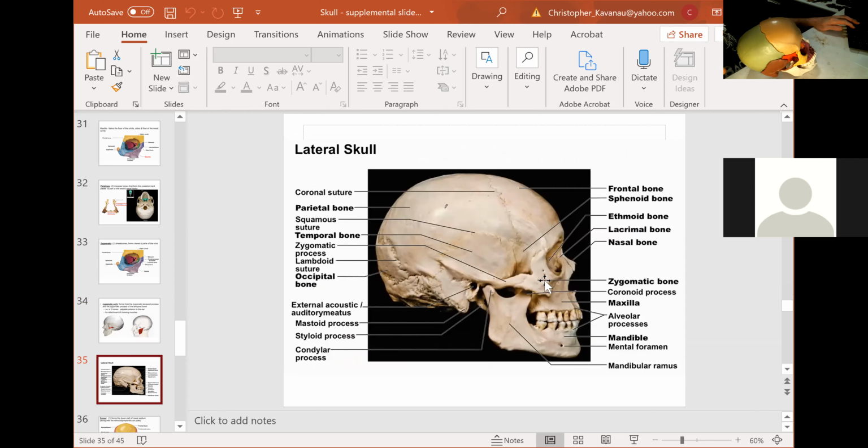All right, so again, viewing the skull laterally, just kind of review. So this is the zygomatic bone here. You got the temporal bone here. That's the squamous portion of the temporal bone. Remember, the suture is called the squamous suture. The external auditory meatus, your ear hole. The mastoid process, also part of the temporal bone.